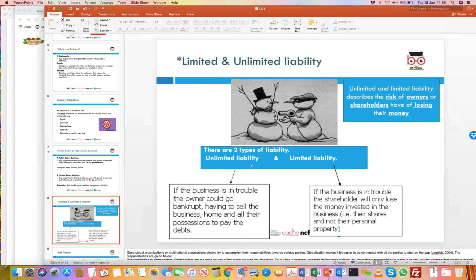There are two different types of companies, private limited company and public, which have limited liability. Now, what is the differentiation between the two? So when I say limited liability, what is liability? Can you think of what liability is?